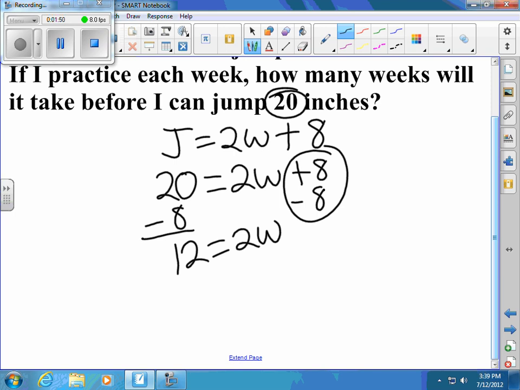So 2 times W, let's do the opposite of multiply, which is divide. Instead of multiplying by 2, we will divide by 2. Whatever I do on the right, I have to do on the left. 2 divided by 2 is 1. 12 divided by 2 is 6. So it will take me 6 weeks of practice before I can jump 20 inches total.